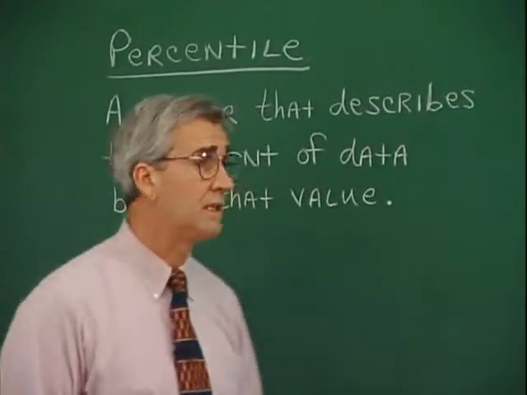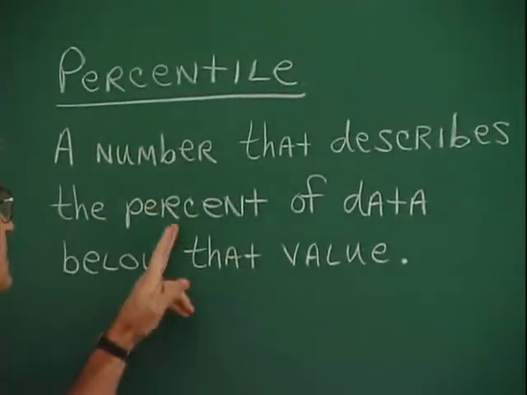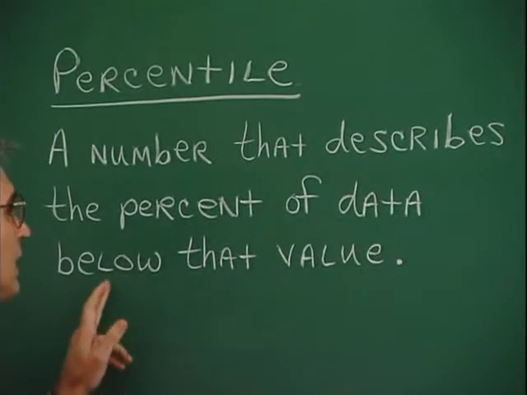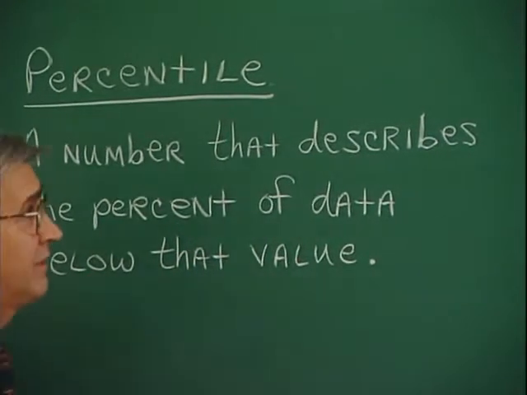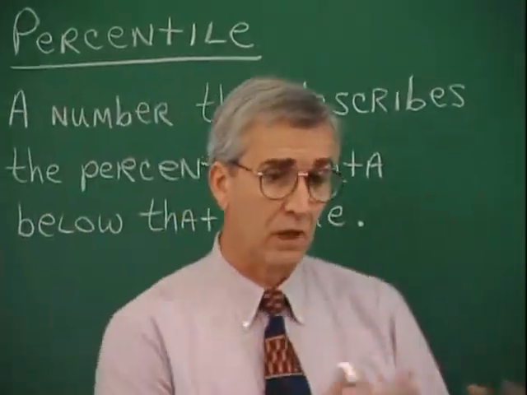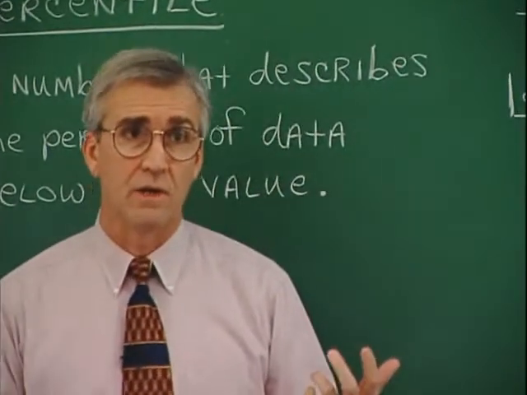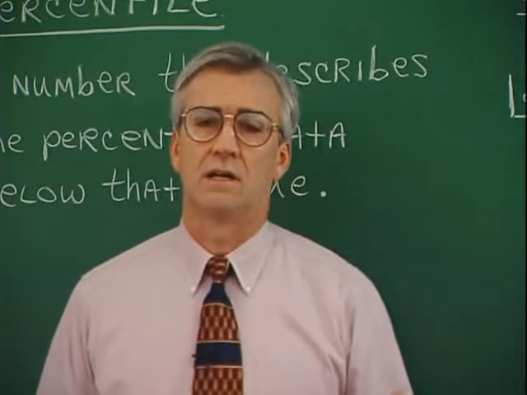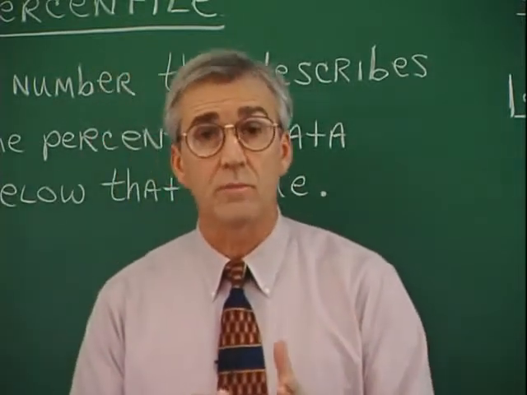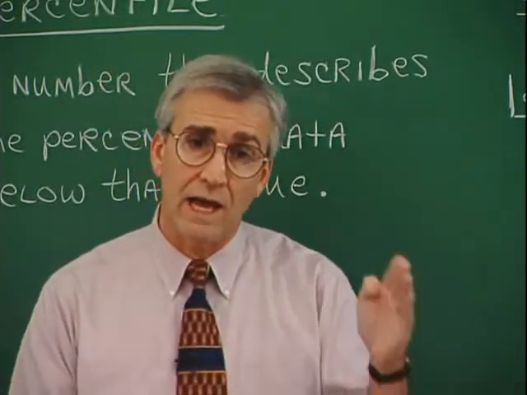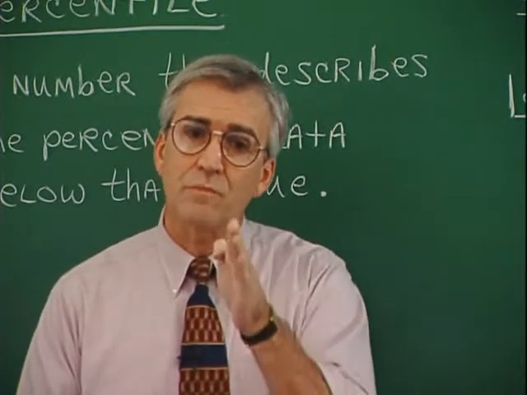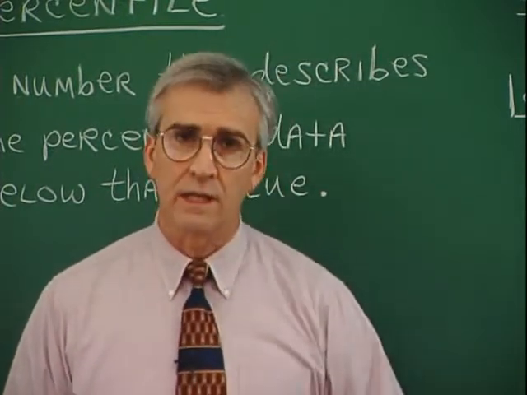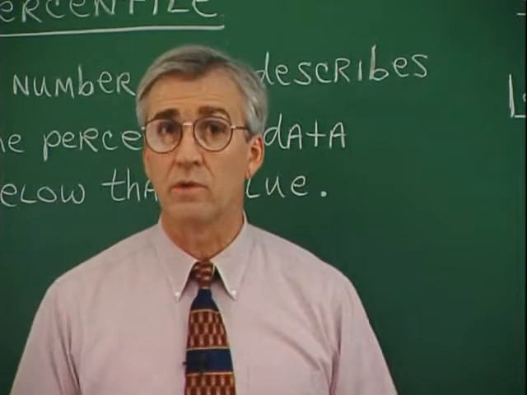A percentile is a number that describes the percent of data below that value. And if it describes the percent of data below that value, it's pretty easy to describe the percent of data above the value. The 20th percentile, for example, tells us that 20% of the data lies below that number. Now, the 20th percentile number is a value that's associated with some data set.